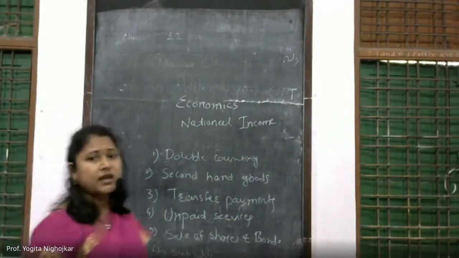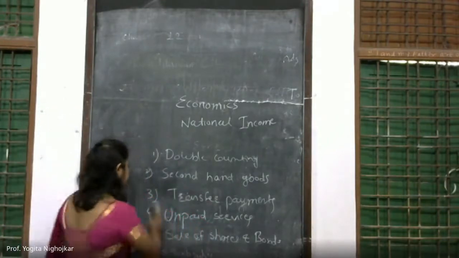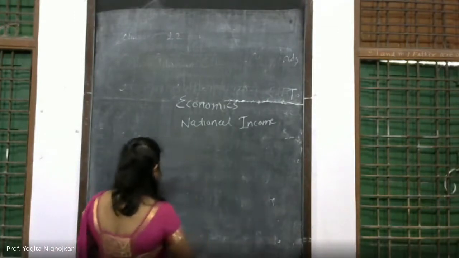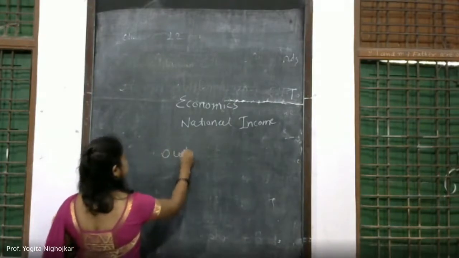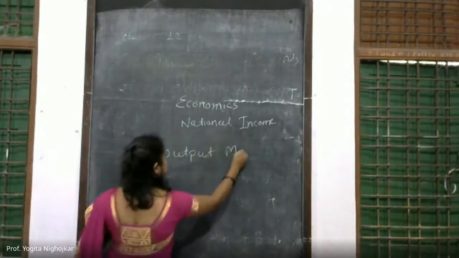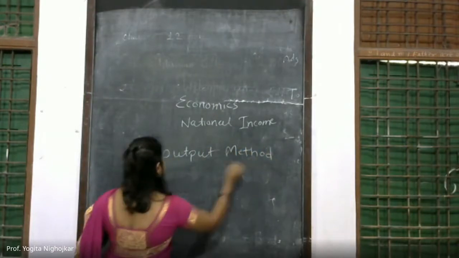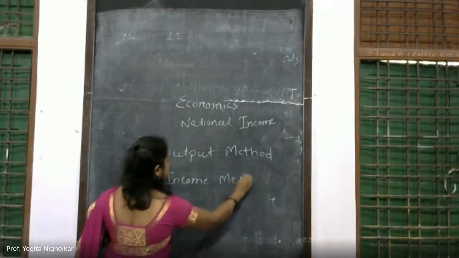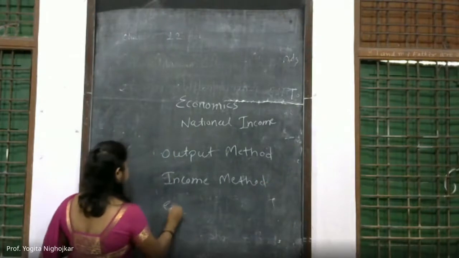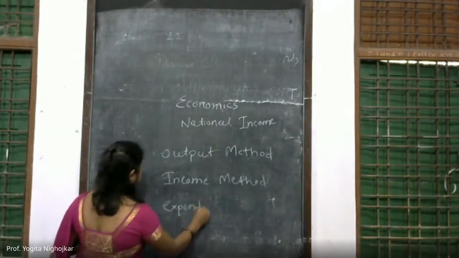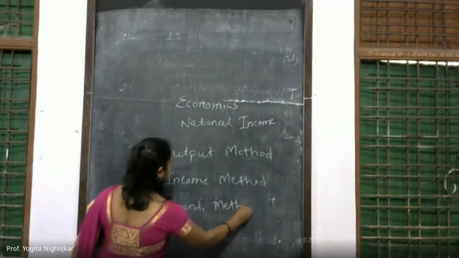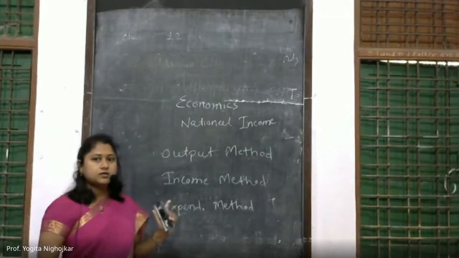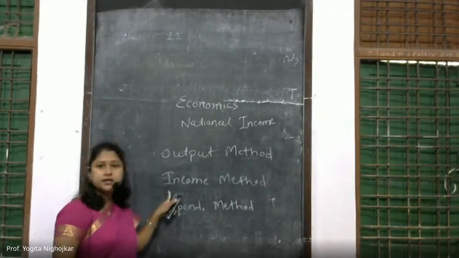So we can learn three methods. First is output method. Second, income method. And third is expenditure method.